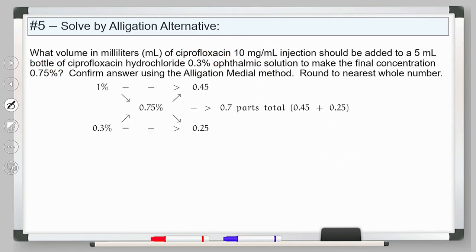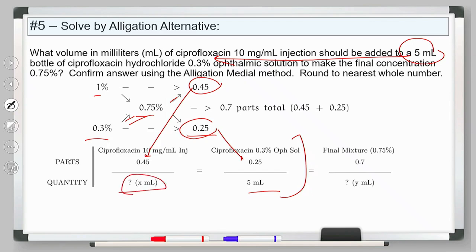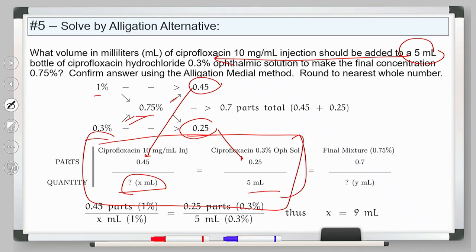So I set up my alligation, high on top, low on the bottom, desired here. Cross what? This is always what you guys forget. Subtract, so 0.75 minus the 0.3 gives me 0.45. 1 minus 0.75 gives me the 0.25. All right? So remember, P's over Q's. Since the only quantity I know is the 5 milliliters of the 0.3%, the parts from the 0.3 go here, 5 milliliters go there. I know my parts from my injectable go here, and I'm solving for this. This is what I want to know. So use this relationship here to solve for it, and you can see that that's 9 milliliters.